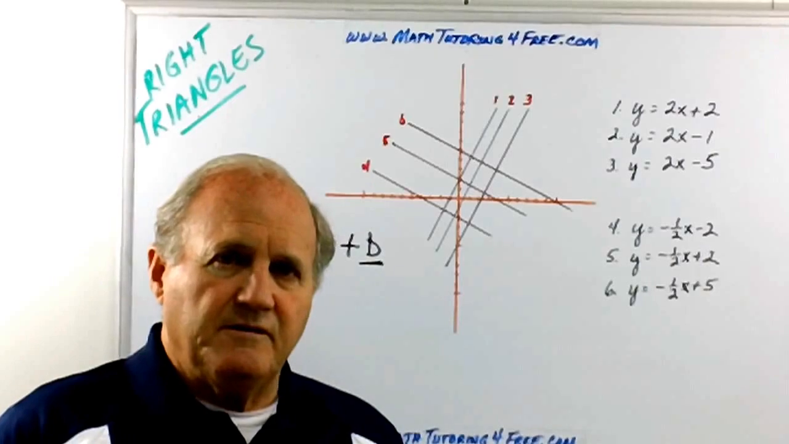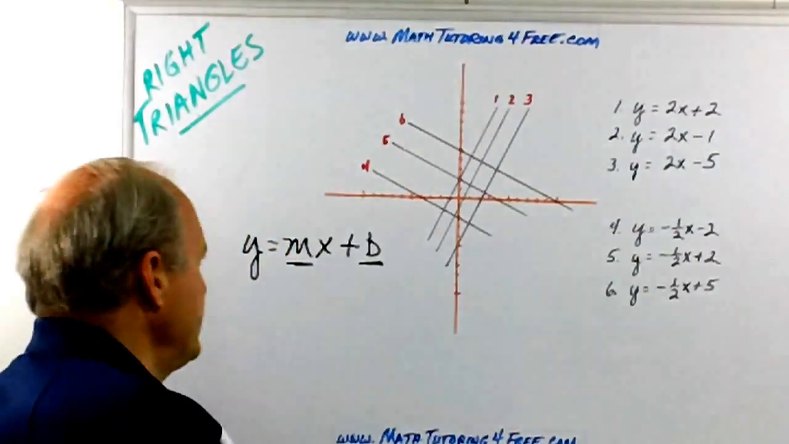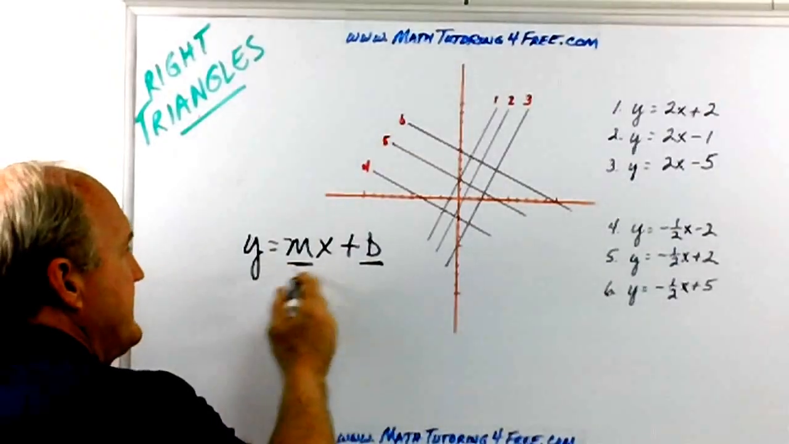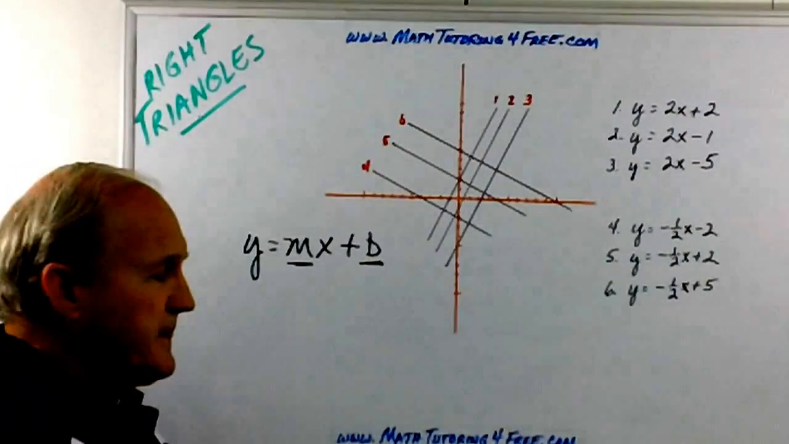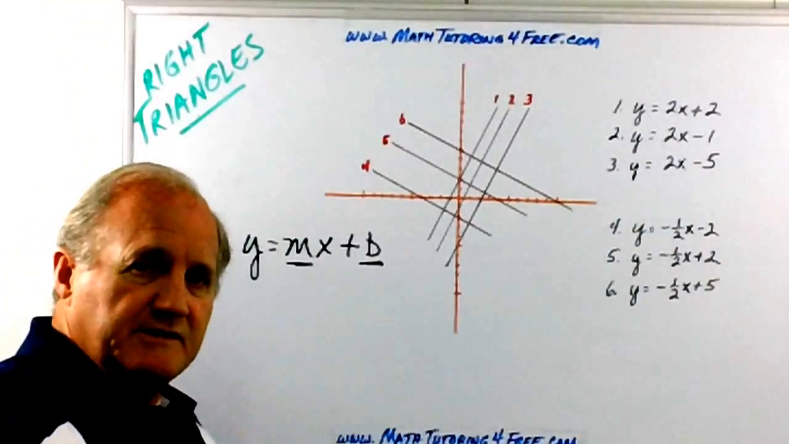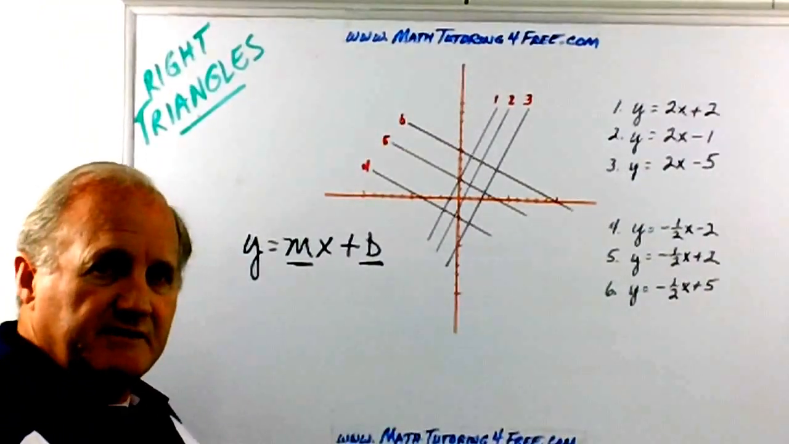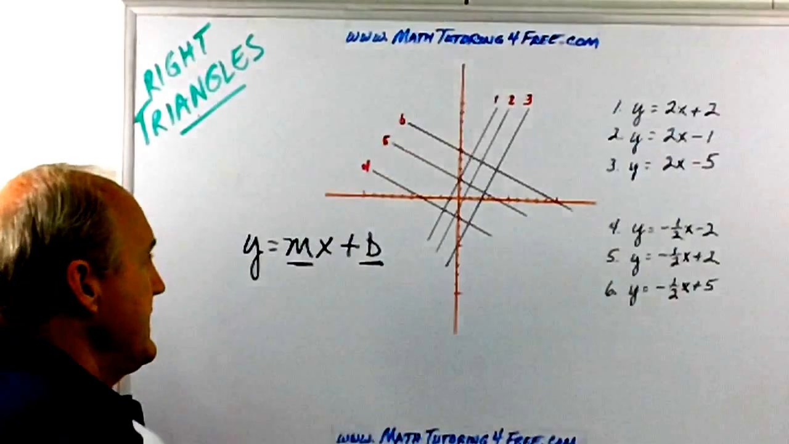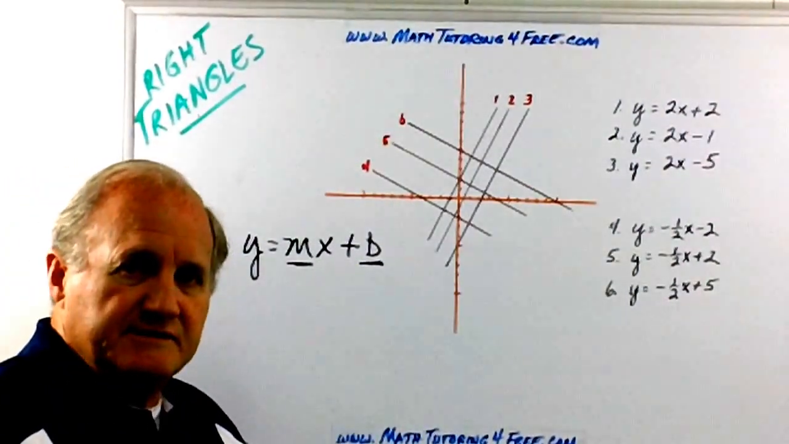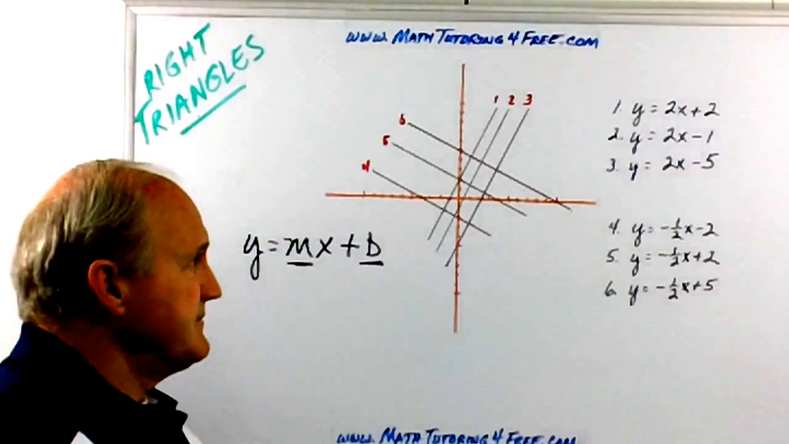And if you recall, when we had the slope-intercept form of the equation, y is equal to mx plus b, m was the slope of the line, and that told us what direction the line went, whether it's positive or negative, and how steep it was. And then plus b, the b happened to be where the line intercepted the y-axis.